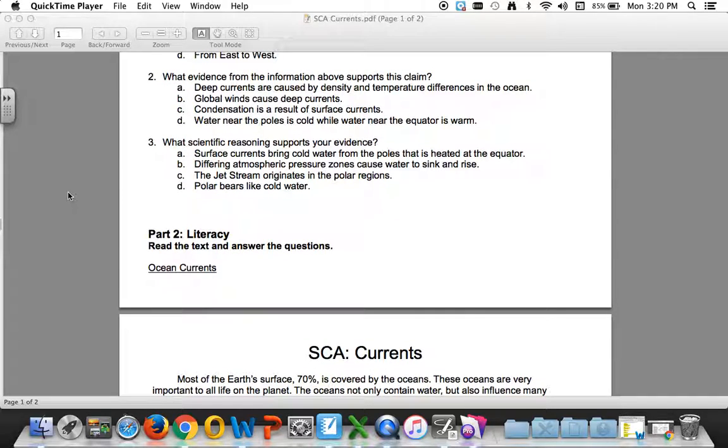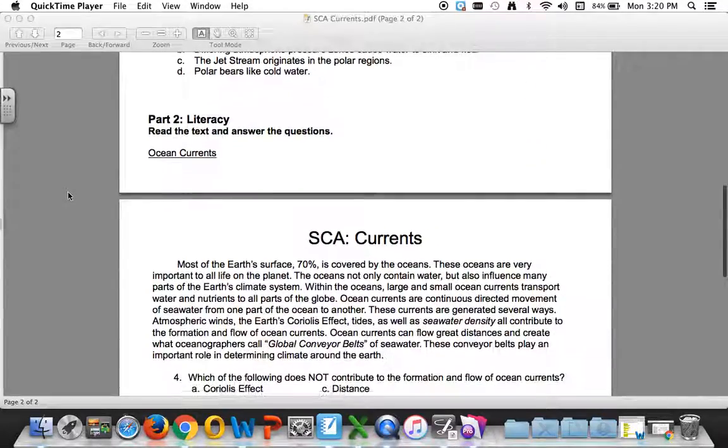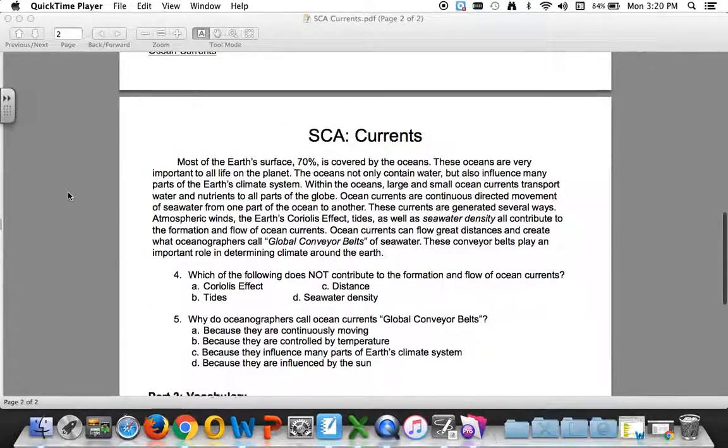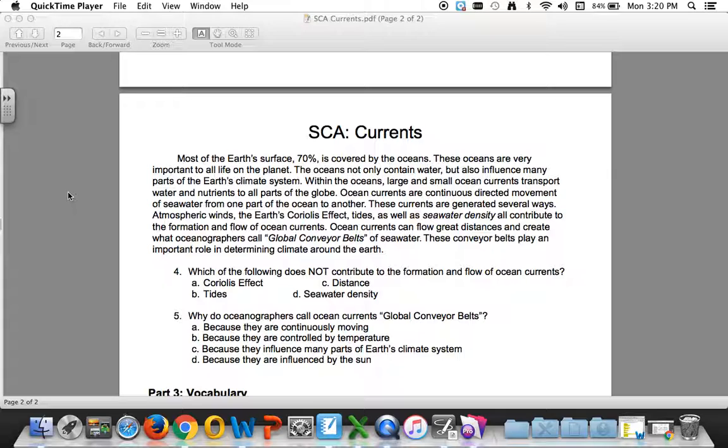Part 2, Literacy. Read the text and answer the questions. Ocean currents. Most of the Earth's surface, 70%, is covered by oceans. These oceans are very important to all life on the planet. The oceans not only contain water, but also influence many parts of the Earth's climate system.